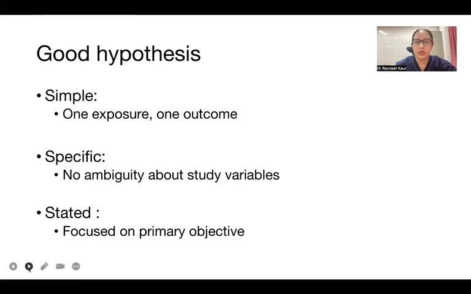A good hypothesis just has 3 features. It should be simple, having one exposure and one outcome. It should be specific, that is, there is no ambiguity among the study variables. And it should be stated and focused on the primary objective.